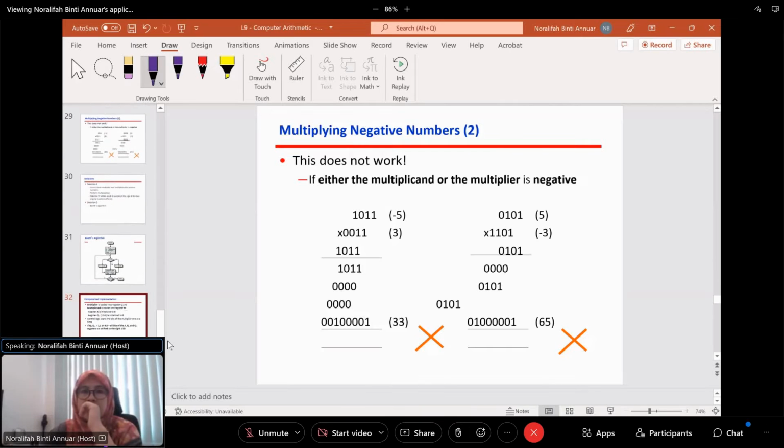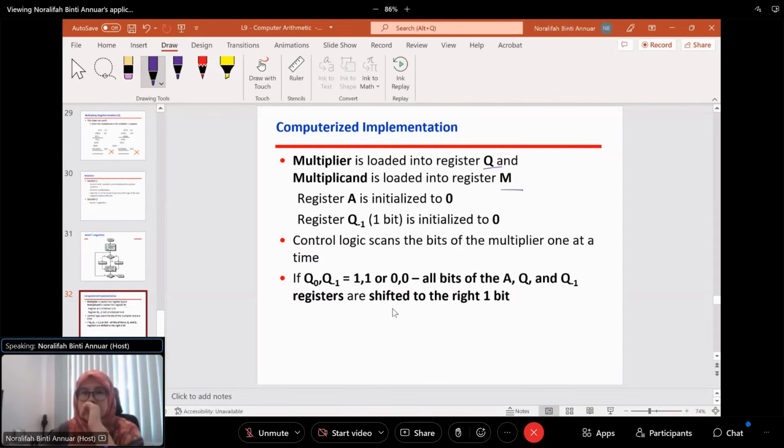And then register A is initialized to 0. Register Q minus 1 bit is initialized to 0. So altogether you have 4 registers: Q, M, A, and Q1. The initial value of A is set to 0. The initial value of Q1 is initialized to 0. So only then do you load the values.